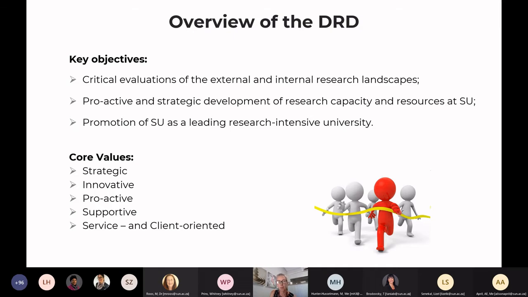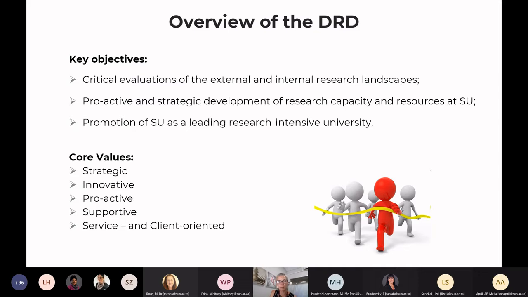We don't sit back and wait for people to come to us. We really want to be proactive as well. That's also one of our values. We want to be innovative. We have to, in a very fast-changing landscape outside of the university, act fast to bring you all of those opportunities, and also act fast to support you to access those opportunities.